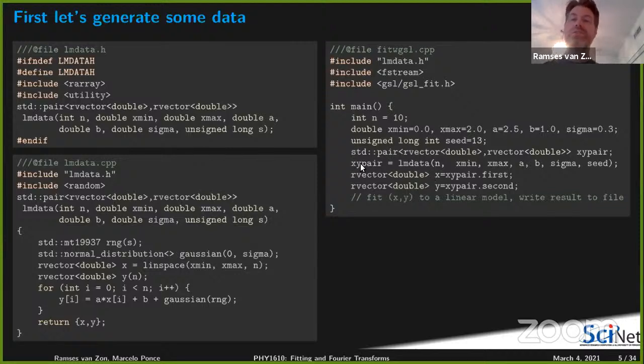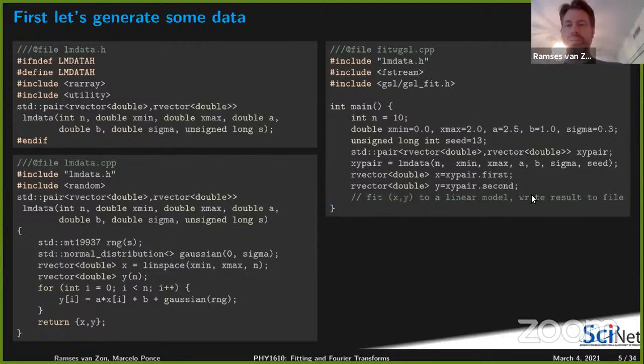This now contains those two things, but it gets a little annoying to have to write xy pair dot first to get the x values and dot second to get the y values. So I'm actually creating those arrays again by defining an actual x R vector and y R vector that is just whatever is in the first or whatever is in the second. So this is only creating the data. It's not doing anything yet.